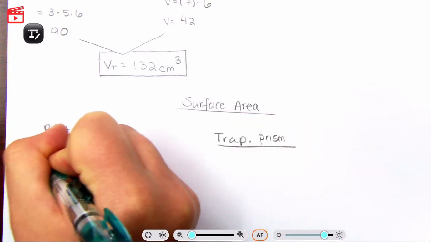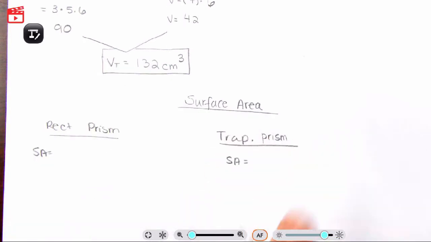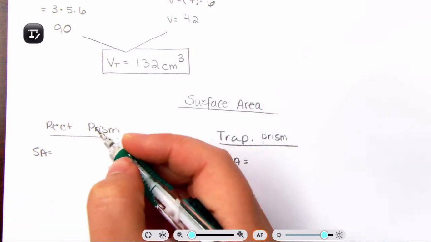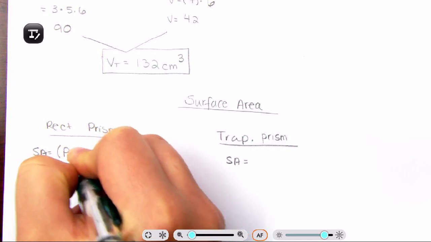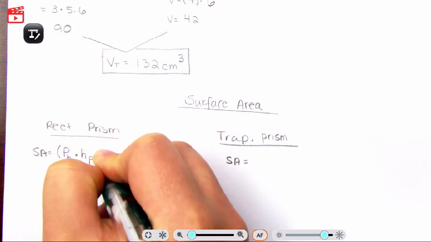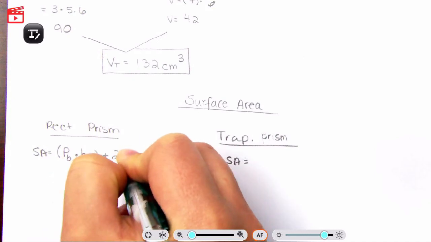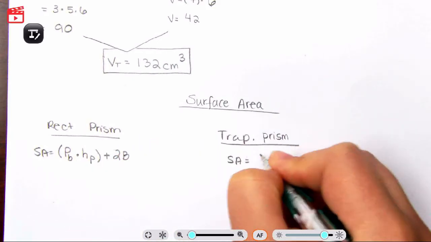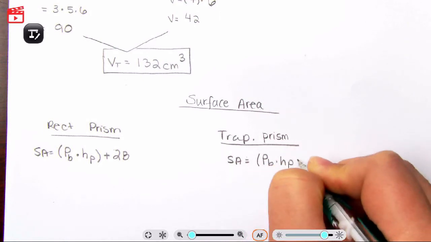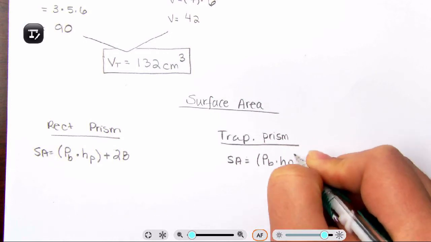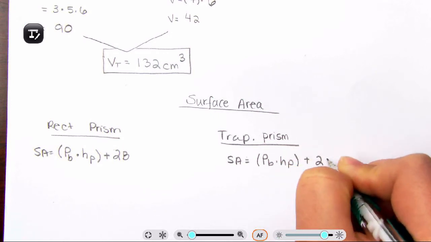Again, now we're writing out our surface area formulas, not our, what is it? Volume. We just did volume. Okay. The surface area formula for a rectangular prism is perimeter of the base times the height of your prism plus 2 area of the base. Same thing for the trapezoid prism. Doesn't matter what the base is, the formula for a prism remains always the same. Perimeter of the base times the height of the prism plus 2 base areas.